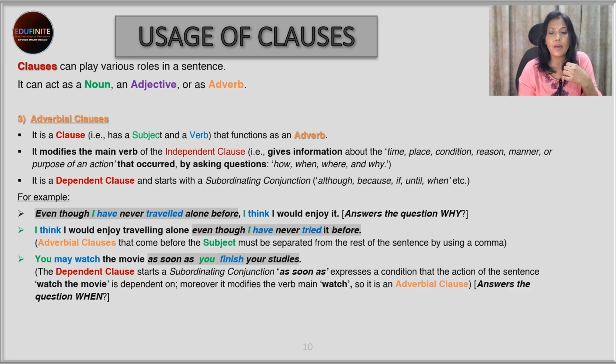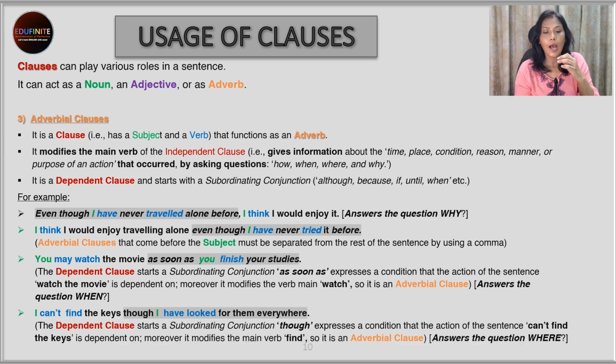Next. You may watch the movie as soon as you finish your studies. So the dependent clause here starts with the subordinating conjunction as soon as. And it expresses a condition that the action of the sentence, watch the movies, depends on. You may watch the movies when? As soon as you finish your studies. And it modifies the verb watch. So it is an adverbial clause. And it answers the question when you can watch the movie. As soon as you finish your studies, you can watch the movie.